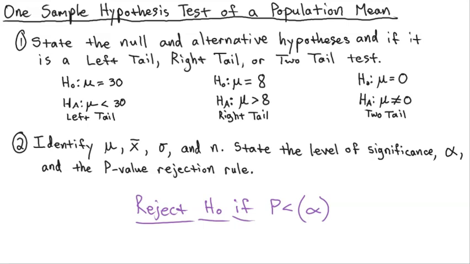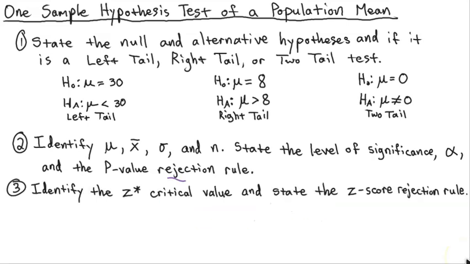Let's look at step 3 now. In step 3, we're going to identify the critical z value and state the z-score rejection rule. Let's leave the rejection rule alone for a minute. We want to identify what's called the critical value of z, and we only want to do the critical value of z if it's a z-test. In this case, we are doing a z-test for the one-sample hypothesis. You could do a one-sample hypothesis test using other techniques, but we're using the z-statistic.